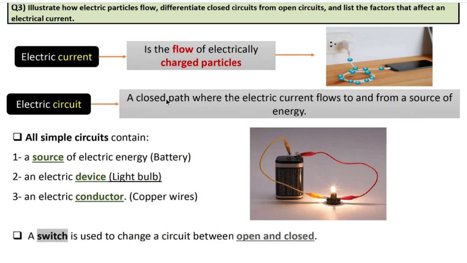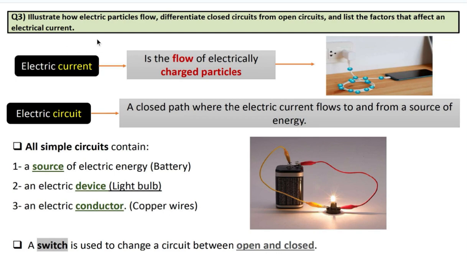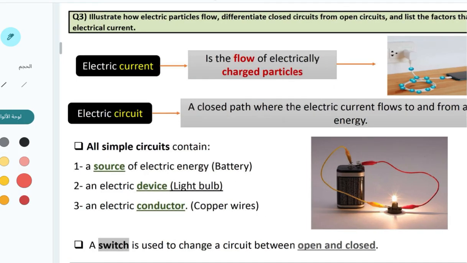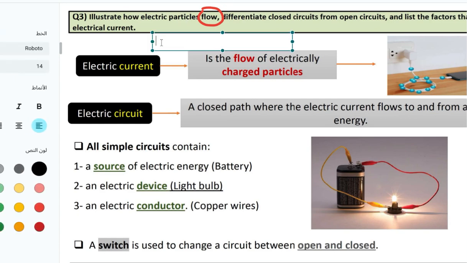Okay, so this outcome will be the last outcome for this video, where we will look at electric circuits. Here it tells us to illustrate how electric particles flow, and differentiate or tell the difference between closed circuits and open circuits, and list the factors that affect electric current. A word we should know here is flow. The word flow means movement.